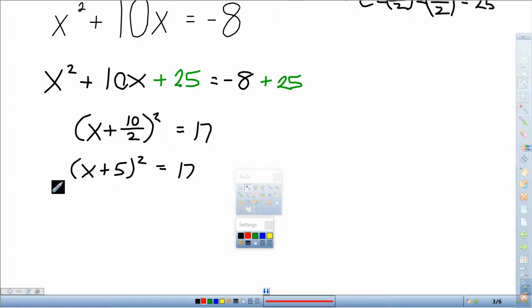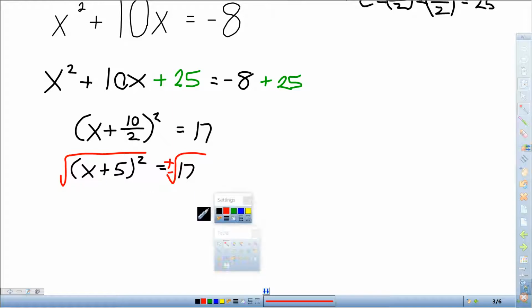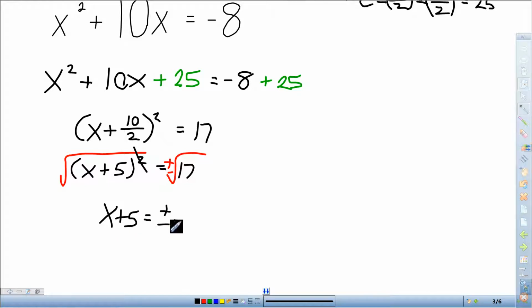Again, we're going to undo the squaring with square rooting both sides. I'm going to put the plus or minus next to this one. I'm going to ignore it on the other one because it's canceled. So I have x plus 5 equals plus or minus the square root of 17. From here, solving for x, I'm going to subtract 5 and put it under here.